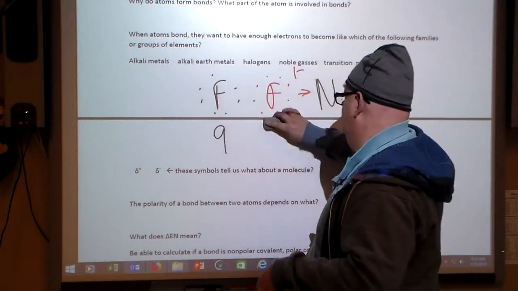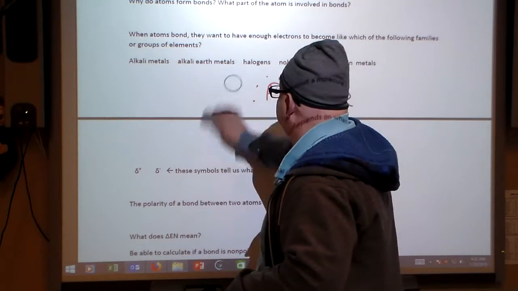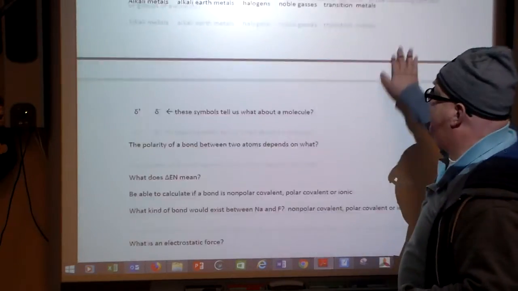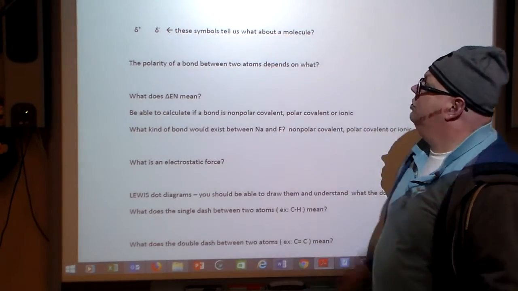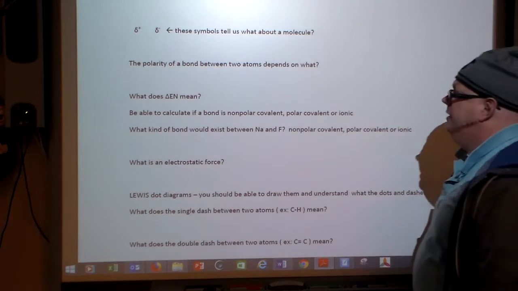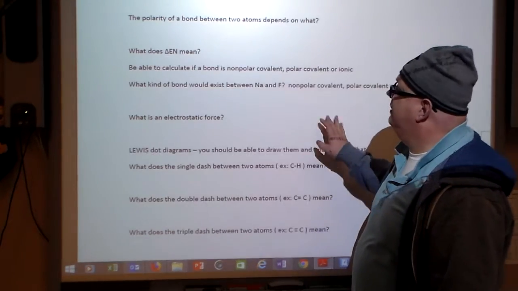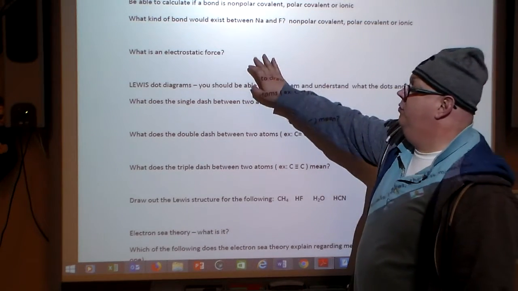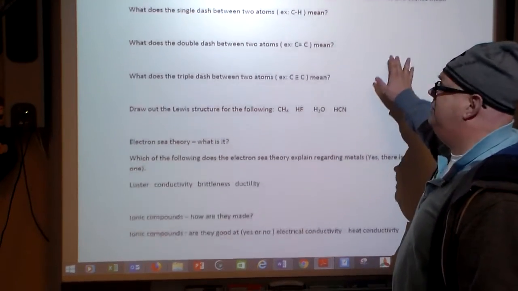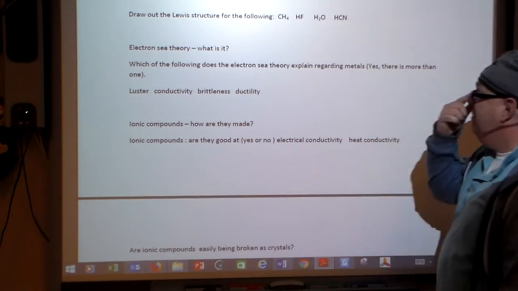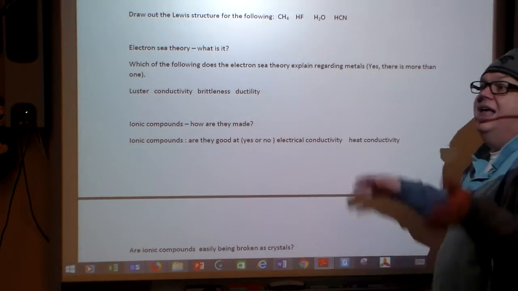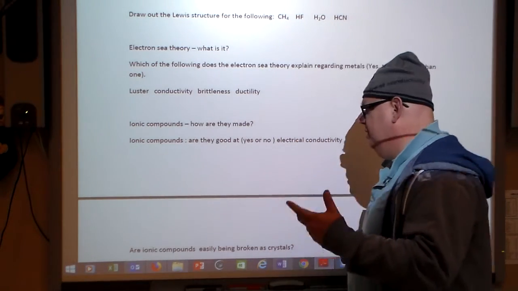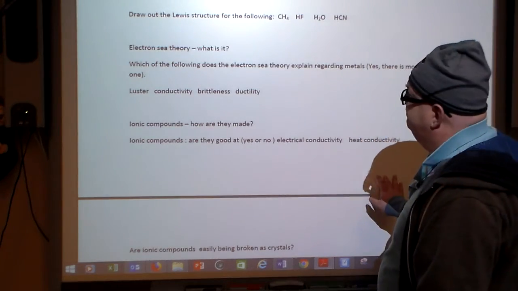All right, let's move on. The funny little symbols that you see there, keep in mind, are partial charges. We also talked about Lewis dot diagrams and electrostatic force. You should be comfortable with Lewis dot diagrams. Electron sea theory, you should know there are lots of extra electrons floating around in the metal, and it makes a difference.